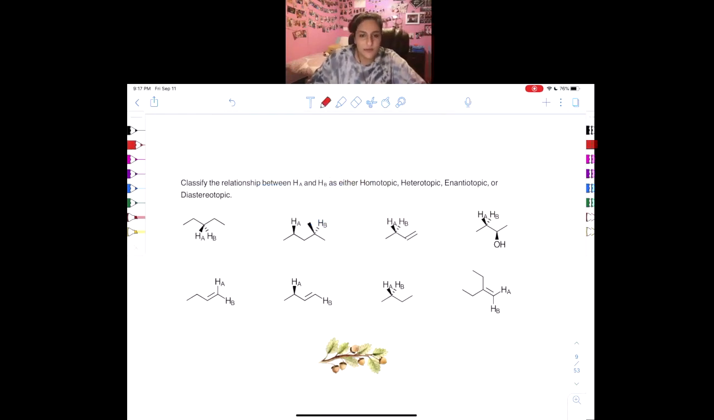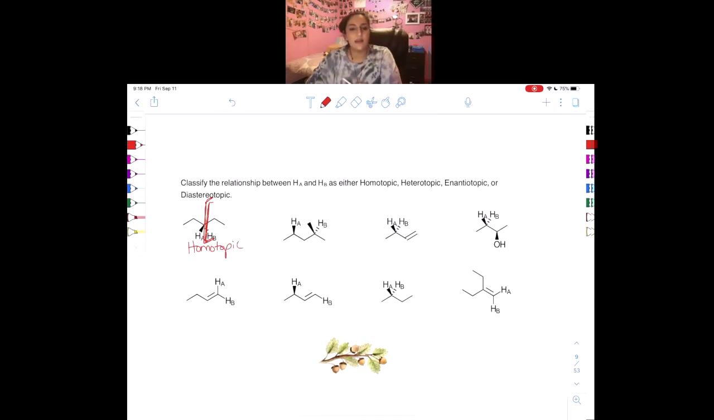In our first example, we have a line of symmetry down the middle, which may not look important at first glance, but the reason I point that out is because this carbon right here is not a potential chiral center. And that is because this group and this group are exactly the same. Therefore, the relationship for number 1 is going to be just homotopic.